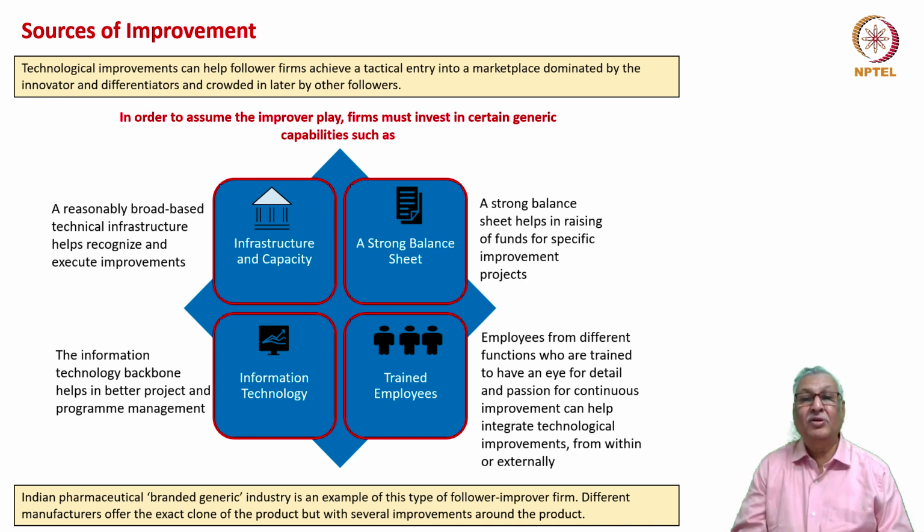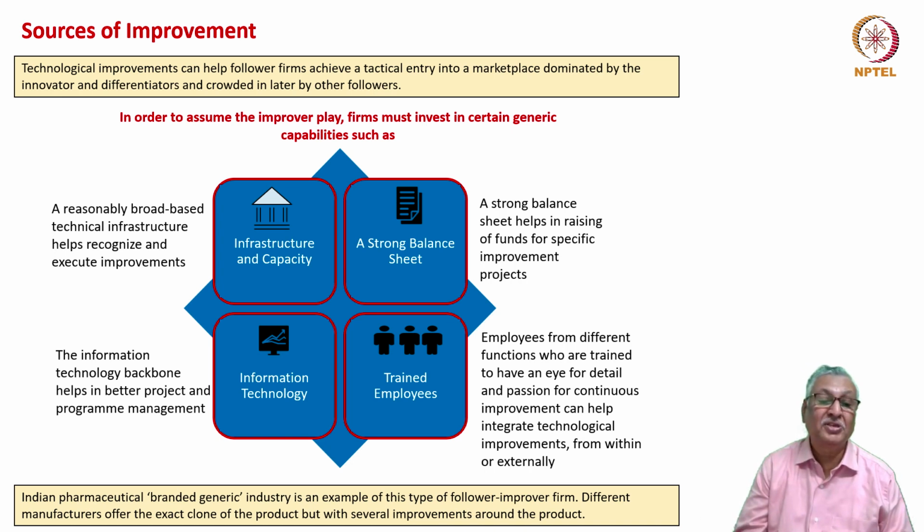Technological improvements can help follower firms achieve a tactical entry into a marketplace. But in order to assume the improver play, firms must invest in certain generic capabilities. The first is infrastructure and capacity. One must have control over the basic value chain so that the productivity improvements, quality improvements can be better handled. There must be a strong balance sheet because the company runs on very low margins. It is important to have a prudentially developed and managed balance sheet so that even if there is an aberration, the company is able to be resilient. It also helps in raising of funds for specific improvement projects.